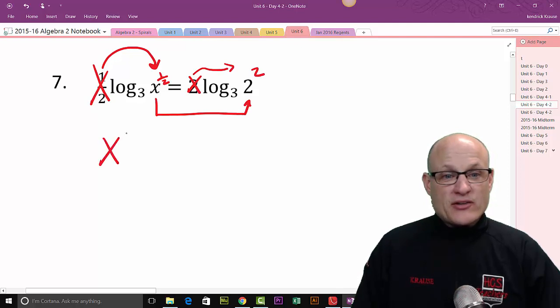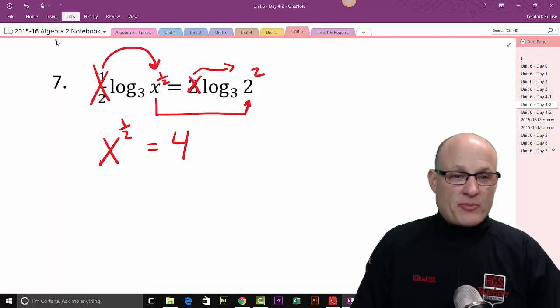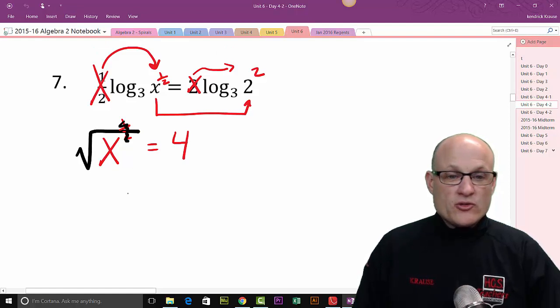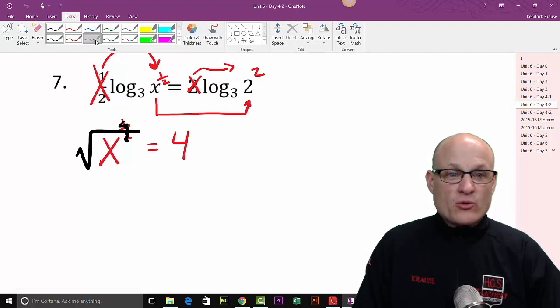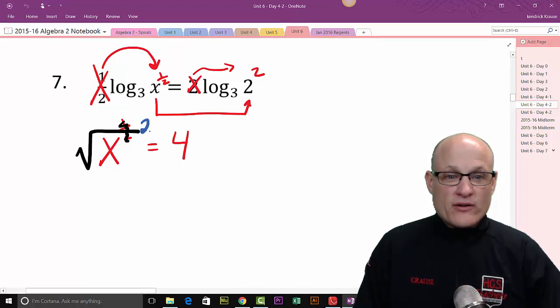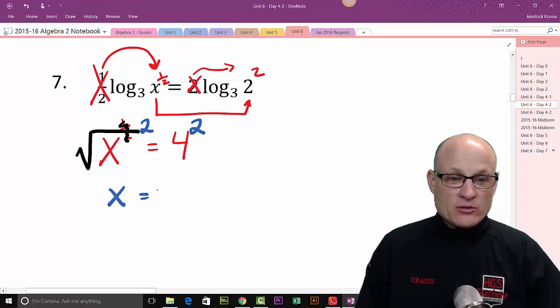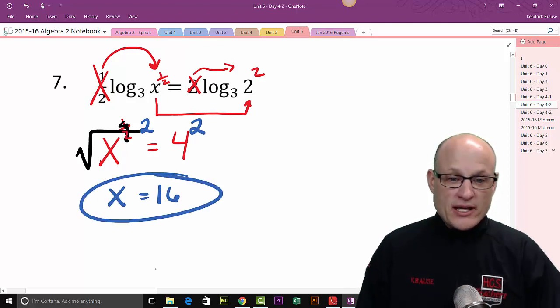So what I end up with is x to the 1/2 power is equal to 4. Well, maybe you don't like 1/2 power. Maybe you would like what it really means, and that is square root. So the square root of x is equal to 4. Well, if the square root of x is equal to 4, I square this side, and I square this side, and I get x equals 16. Ka-chang!